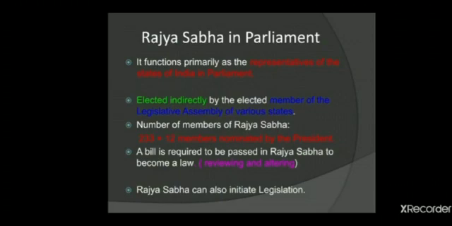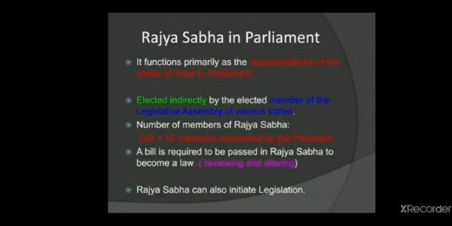And how are the members of the Rajya Sabha elected? They are elected indirectly by the elected members of the Legislative Assemblies of various states. Elected indirectly means the people are not involved in electing the members of the Rajya Sabha, like in the previous case you saw.